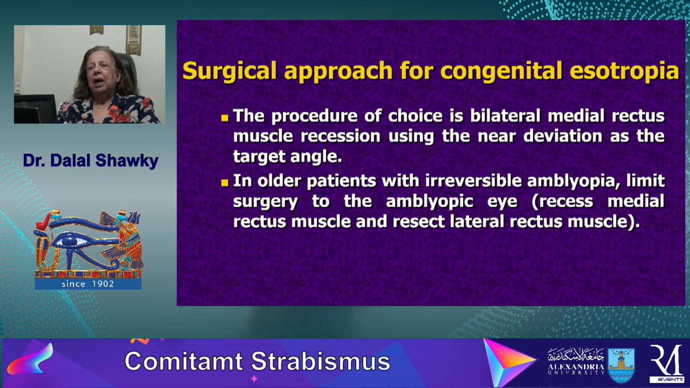What is the surgical approach for congenital esotropia? The procedure of choice in these cases is bilateral medial rectus muscle recession using the near deviation as the target angle. In older patients with irreversible amblyopia, where one eye is always weak and always deviated, we operate on this eye by recessing the medial rectus and resecting the lateral rectus muscle.